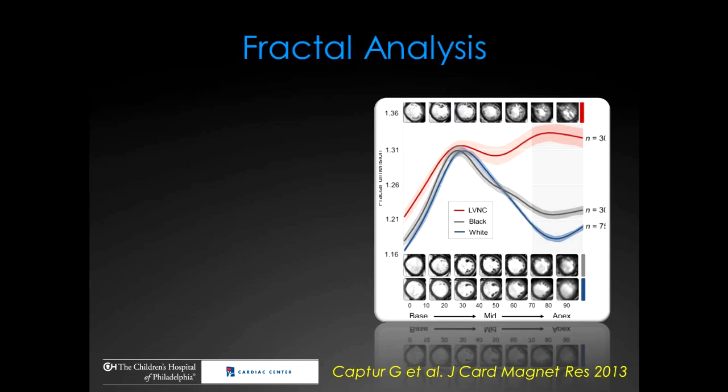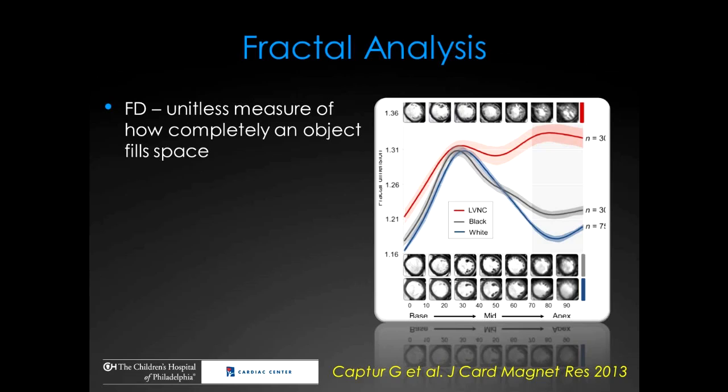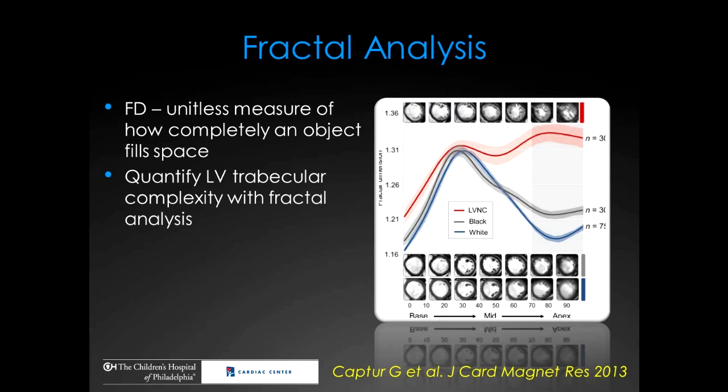Fractal analysis is an innovative way of assessing for non-compaction. Fractal dimension is a unitless measure of how completely an object fills space. So you can surmise that in a patient with LV noncompaction, myocardium will fill more space because there's more trabeculation. And indeed, this has been found.